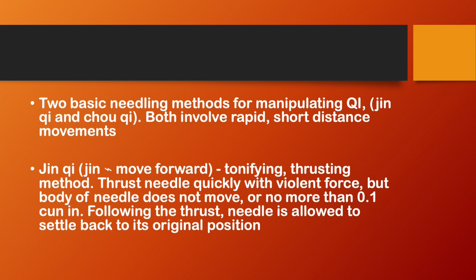There are 2 basic needling methods for manipulating the qi, but we shall only discuss Jing Qi. Both involve rapid, short-distance movements. Jing Qi, Jin means move forward, is a tonifying thrusting method. Thrust the needle quickly with violent force, but the body of the needle doesn't move, or no more than 0.1 tsun in. Following the thrust, the needle is allowed to settle back to its original position.